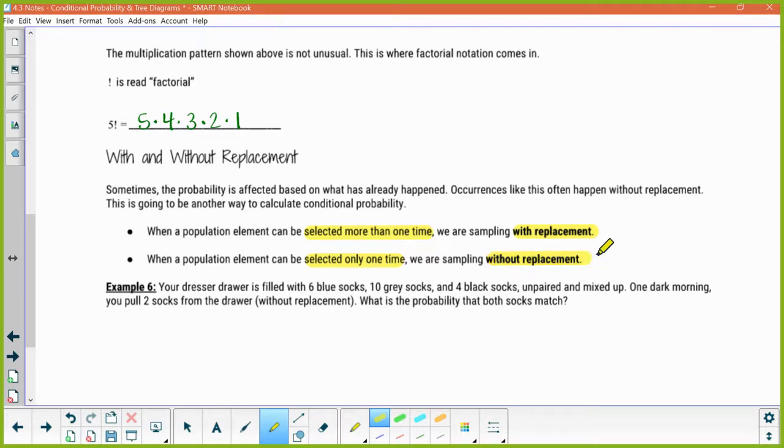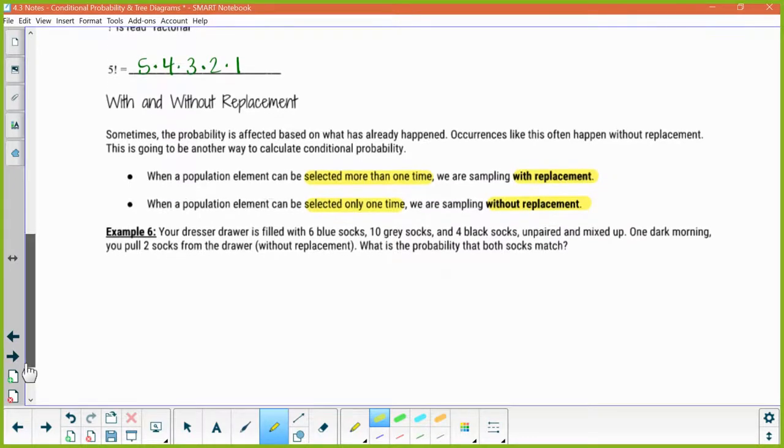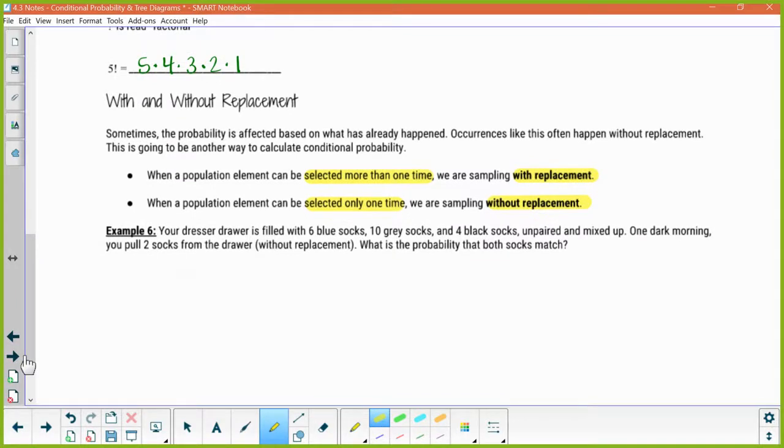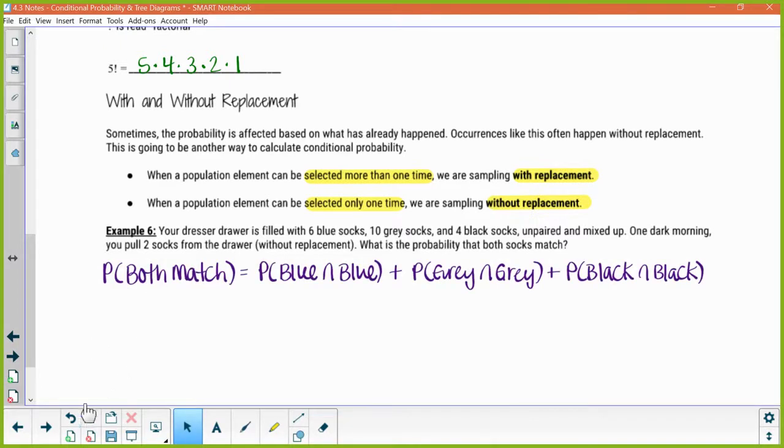So an example, your dresser drawer is filled with 6 blue socks, 10 gray socks, and 4 black socks, unpaired and mixed up. One dark morning, you pull 2 socks from the drawer without replacement, meaning you don't put it back. What is the probability that both socks match? So I want the probability that both socks are matching. Well, in order for them to match, it has to be blue and blue, gray and gray, black and black. And I'm going to add those probabilities together, similarly to what I did with the people who visited YouTube in our previous example.